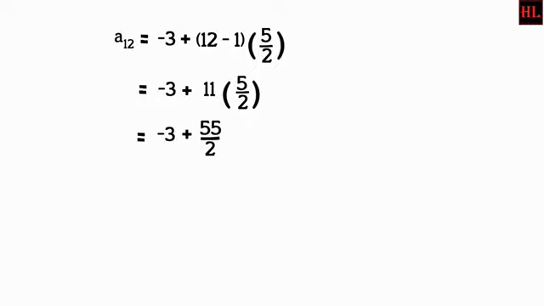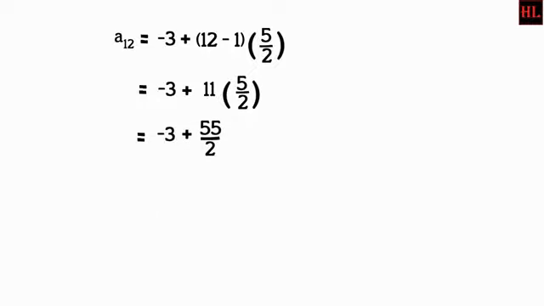So now let's take one more problem. Here we need to find the number of terms in the given arithmetic progression. Given AP is 7, 13, 19 and so on up to 205.